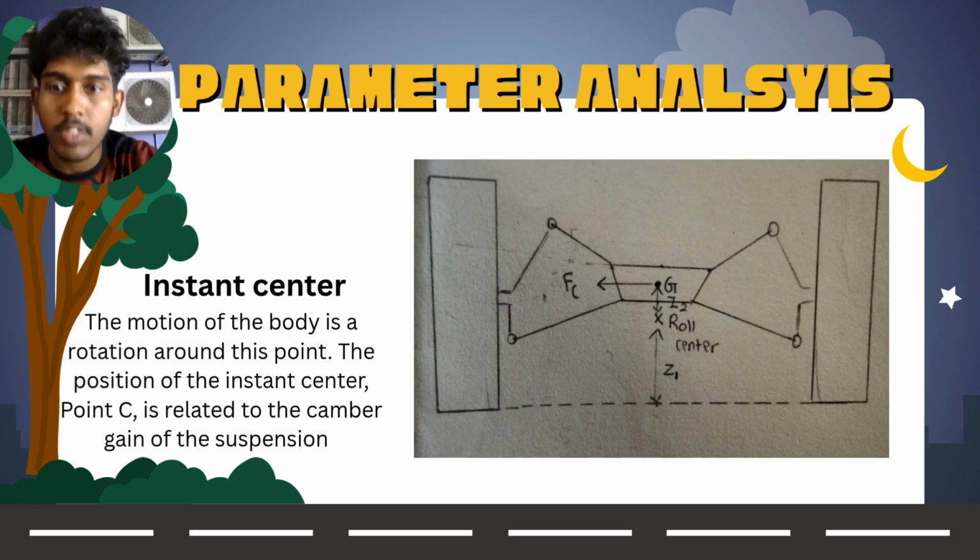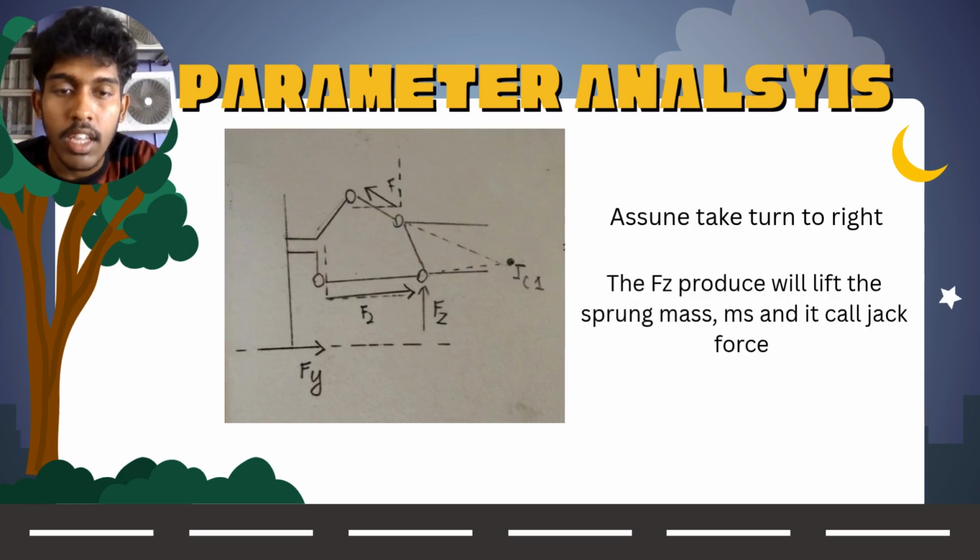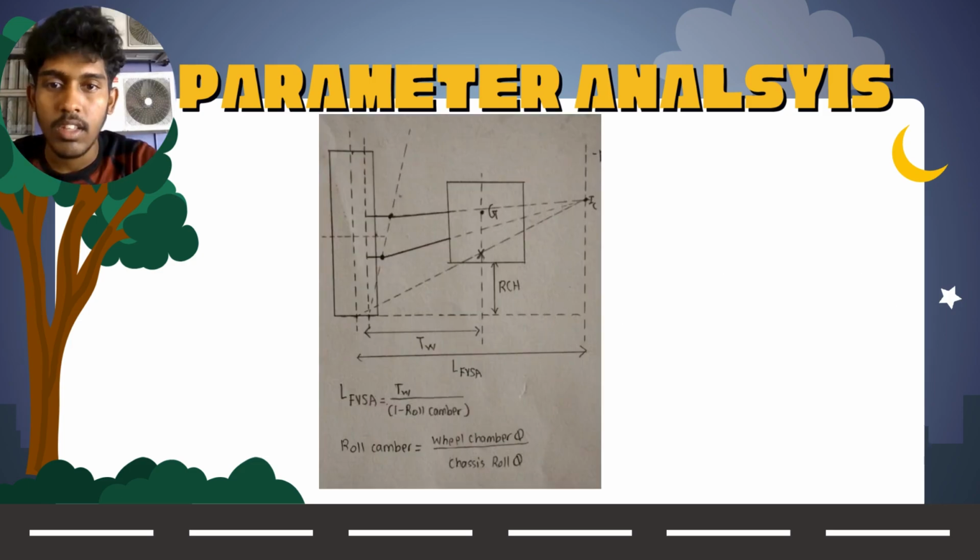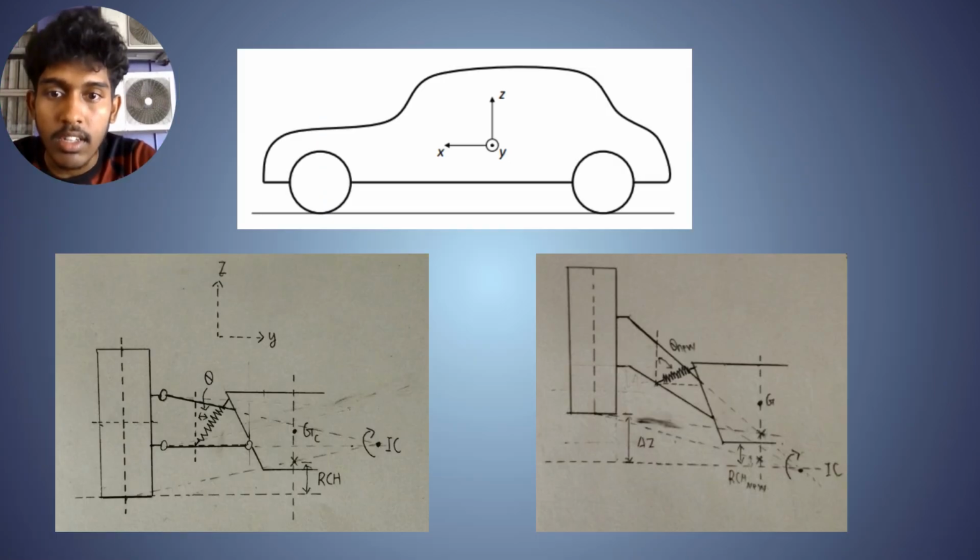Now we're going to do some parameter analysis of the suspension system. First of all, we have to know about the instant center. The motion of the body is a rotation around this point. The position of the instant center point C is related to the camber. Next is the jacking force, which causes lift force under the base. So here is a simple draft of the camber and tire, and here is the front view swing arm, which is very important when it comes to the suspension system. And then here is a simple draft of the suspension system, which only considers the tire, the camber, and also the spring.